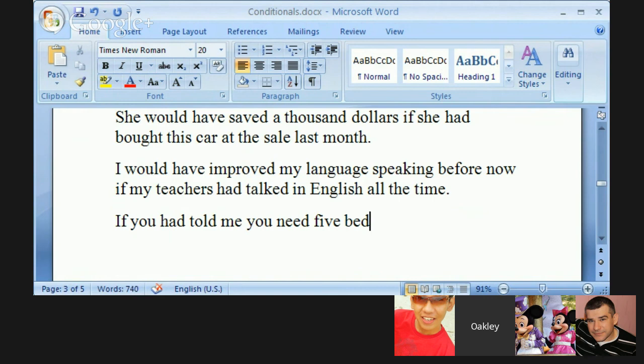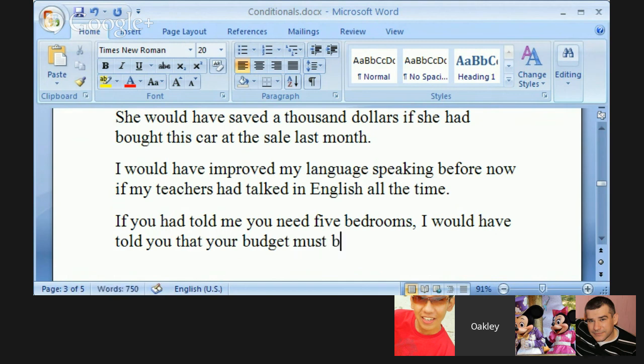5 bedrooms, yes. Okay. I would have told you that your budget must be raised a little bit.